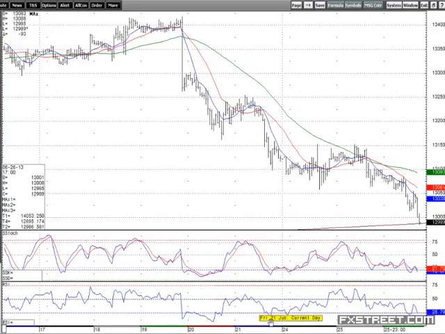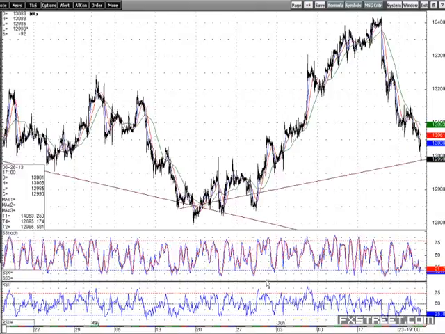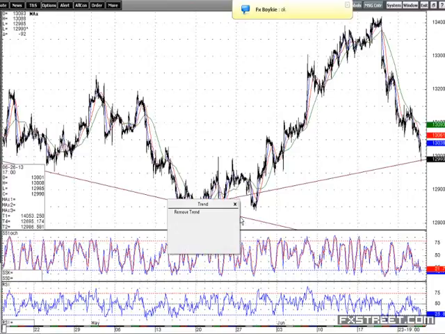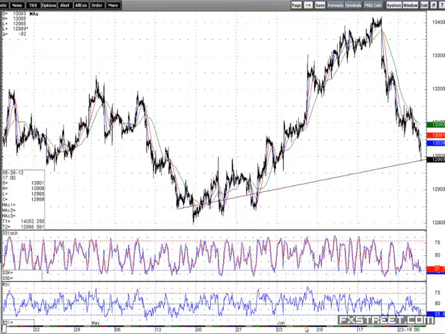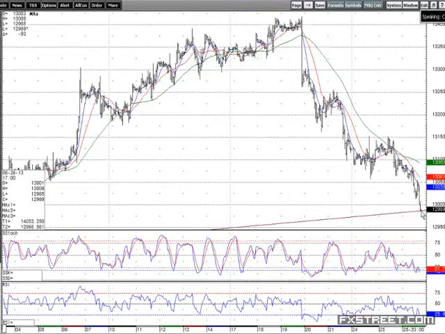Now look, I've put a little trend line on coming from somewhere. I know where that one's coming from. I drew that trend line quite a while ago, and it's still there. Okay, so that's just interesting for me.